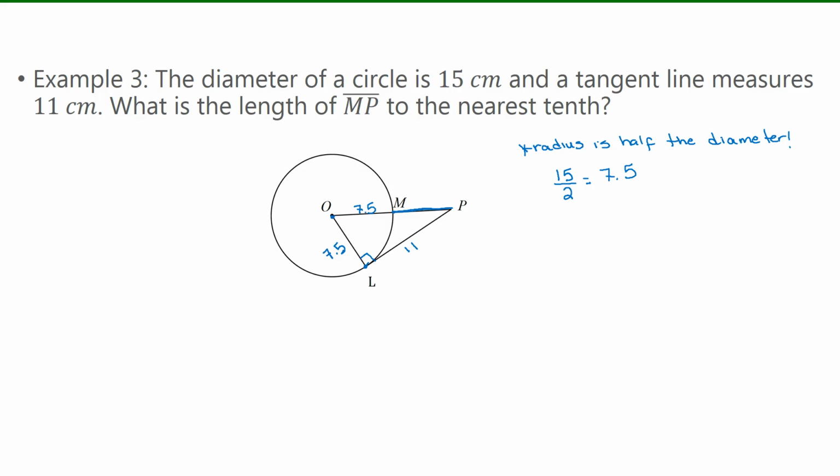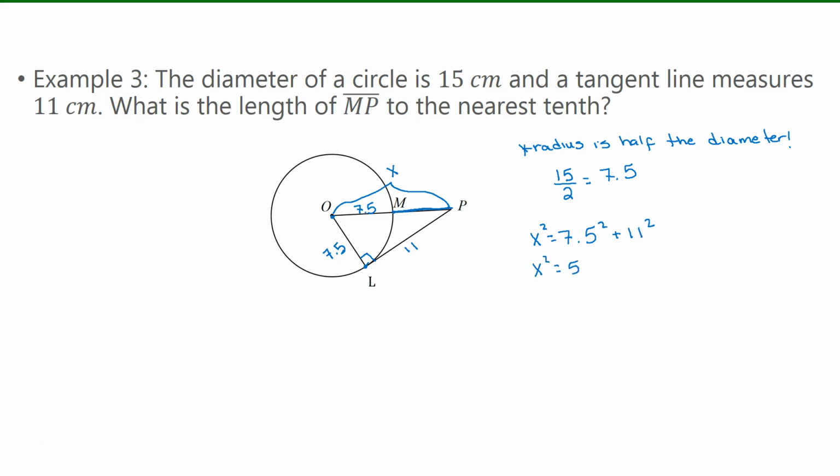Since it is a tangent, we know that that's 90, and we can again use our Pythagorean theorem. If I'm only looking for M to P though, I'm going to have to find this distance here, O to P, which I can call x, and then after I find x, I can subtract 7.5 from it to find how long MP is. Since I'm looking for a hypotenuse here, x squared is equal to one leg squared plus the other leg squared.